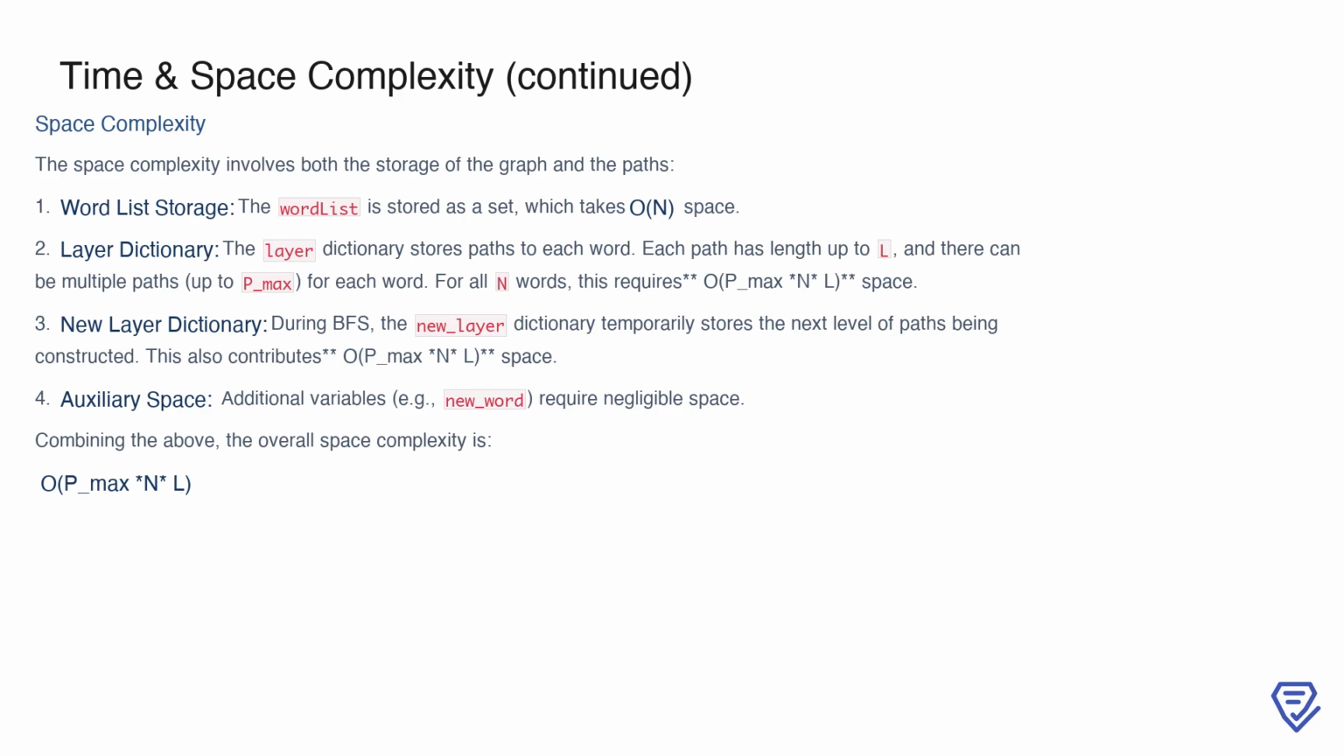Similarly, the new_layer dictionary, which temporarily holds the paths for the next BFS level, also contributes P_max*N*L space during traversal. Finally, auxiliary variables such as new_word occupy negligible space in comparison. When we combine these components, the overall space complexity is dominated by the storage of paths, leading to P_max*N*L.